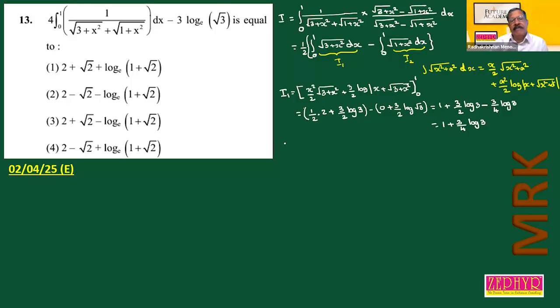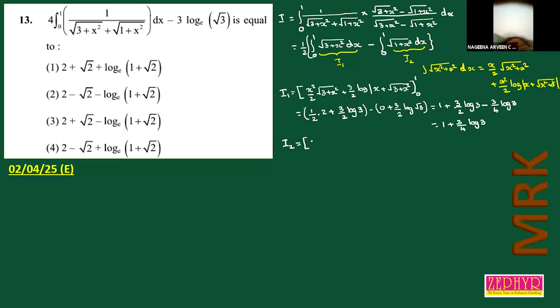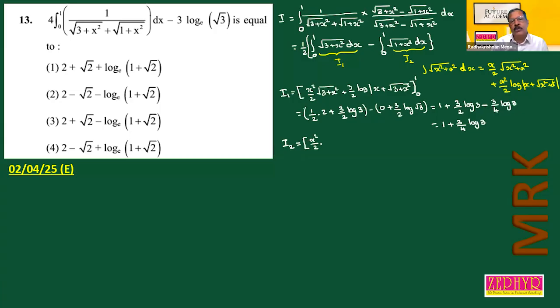Now evaluate I2 the same way. But it's time consuming. Can anybody find out? X squared by 2 root 1 plus x squared plus 1 by 2 log mod x plus root 1 plus x square, between 0 and 1.